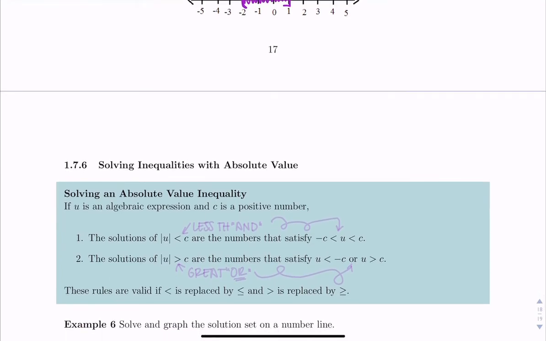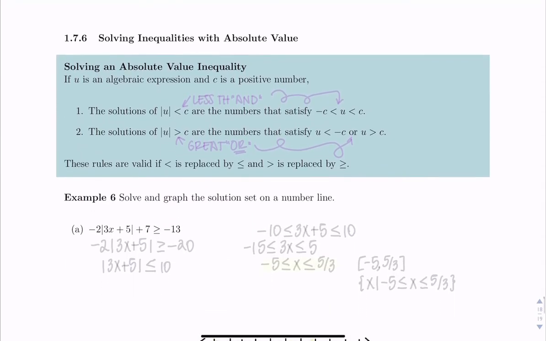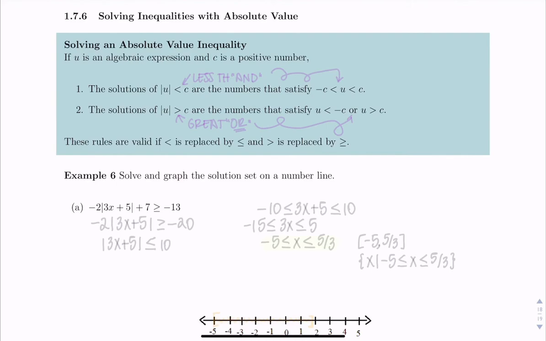Right, let's solve some inequalities with absolute values. So if u is an algebraic expression and c is a positive number, the solutions of the absolute value of u is less than c are the numbers that satisfy negative c is less than u, which is less than c. The solutions of the absolute value of u is greater than c are the numbers that satisfy u is less than negative c or u is greater than c. Same rules apply if it's less than or equal to or greater than or equal to.